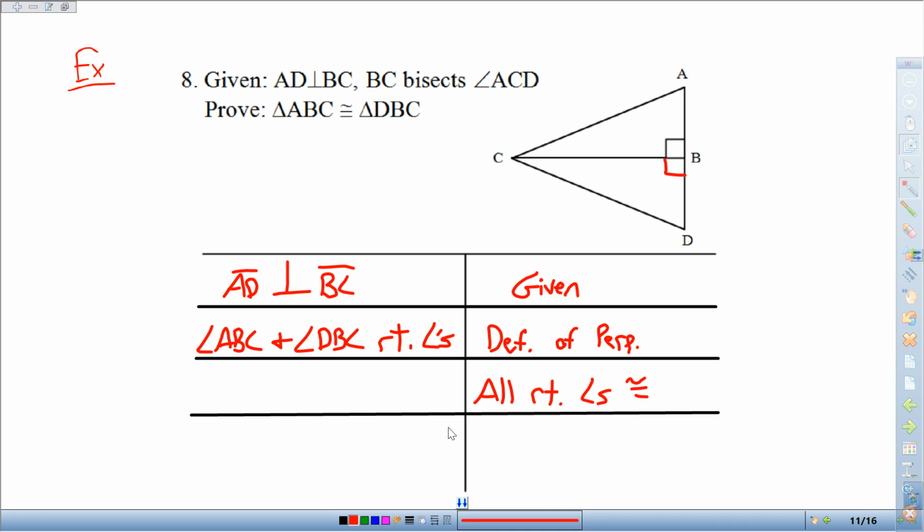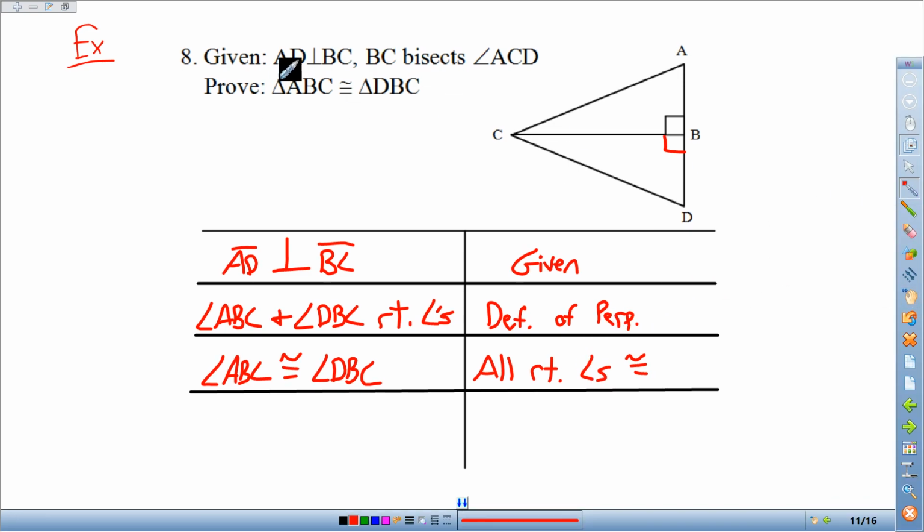Now that I've established that those are right angles, my next statement is the fact that since they're both right angles, they're congruent to one another. So I'm going to use the same name for these angles, but now I can say that angle ABC is congruent to angle DBC. And just to follow up, the reason why those are congruent is because all right angles are congruent. The reasons make sense. Cool, so that's all I can get from that given statement.